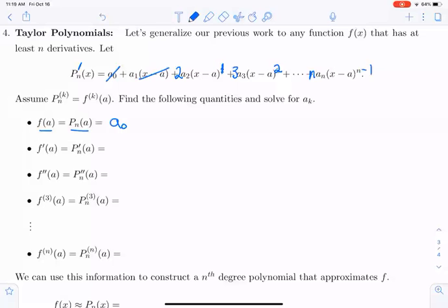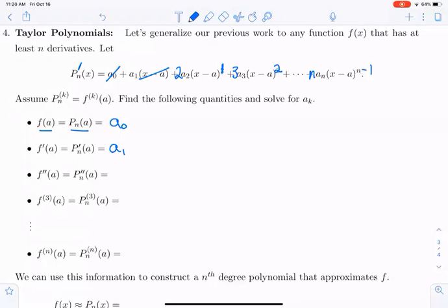And then what we're going to do is plug in a. When we do that, we're going to be left with just the a1, because I've canceled out the x minus a there. And then 2a2 times a minus a, because here I'm going to have x equals a, so that's going to go away. This one will have an a minus a in it, and that will go away. And this one will have an a minus a in it, and that will go away. So all that's left is just a1.